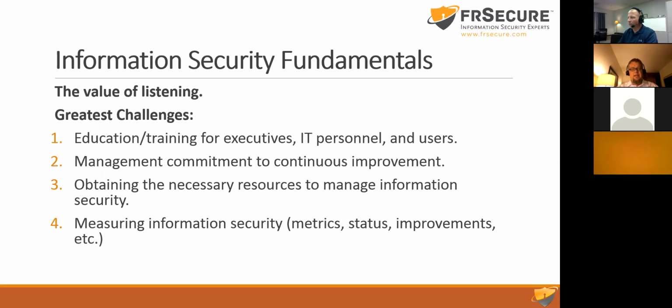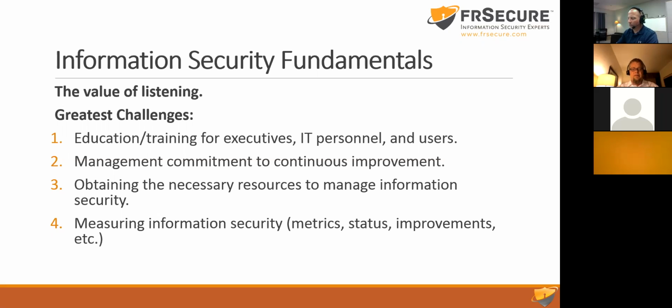Number 3, obtaining necessary resources. Trying to get budget, trying to get the right people on board is a challenge for our customers. A lot of this can be tied back to the education piece. I can get resources if they understand why I need them. Sometimes I have trouble making that case because of their lack of understanding, or maybe my lack of collaboration.